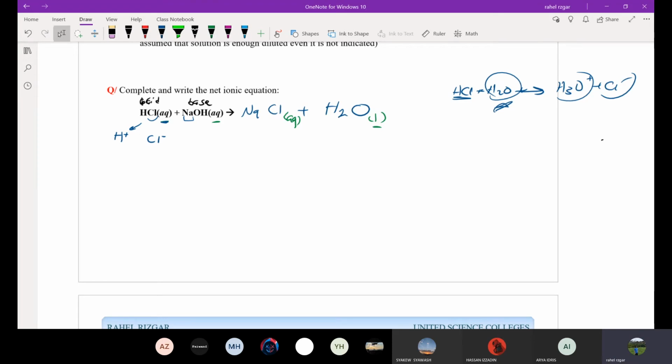It needed an H2O. Why? Because H cannot stay in the solution alone. It will react with an H2O.